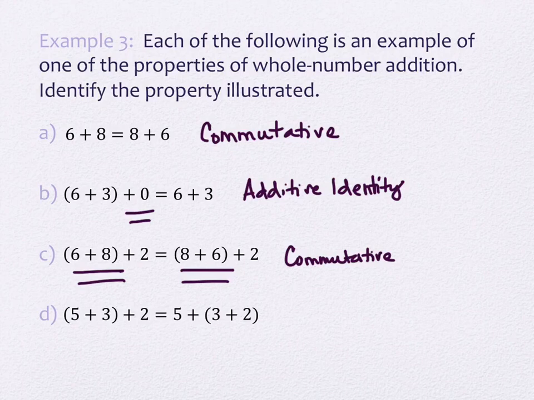And how about D? That's the associative property. Best not to abbreviate that. And the reason is because you see the 5 and the 3 here, and then here you see the 5 out in front with the 3 and the 2 inside the parentheses in that one.